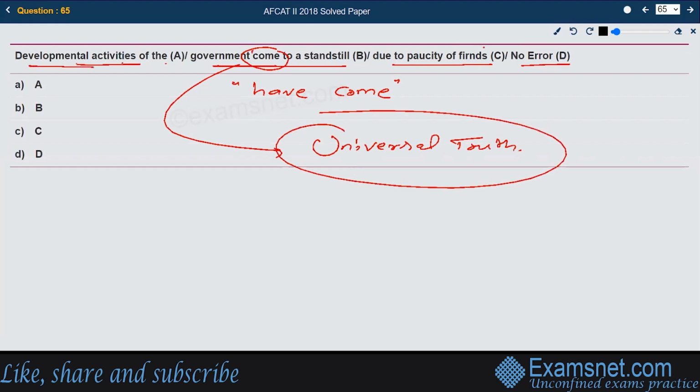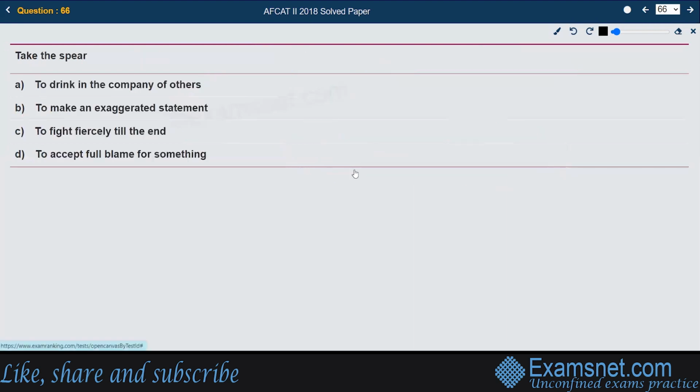The sentence would have to be a universal truth, then only we could have used come, but this is not a universal truth. Developmental activities of the government have come to standstill due to paucity of funds. This is the reason why they have come to a standstill. So this is not a universal truth, this is rather an act. So the right answer is option B, or the part B contains the error. So B is the right answer.